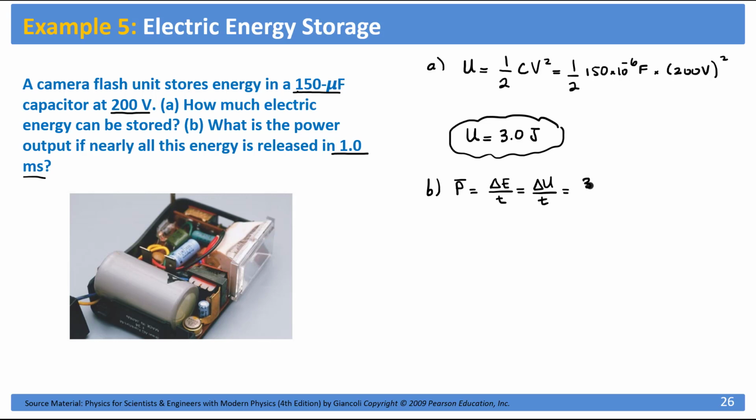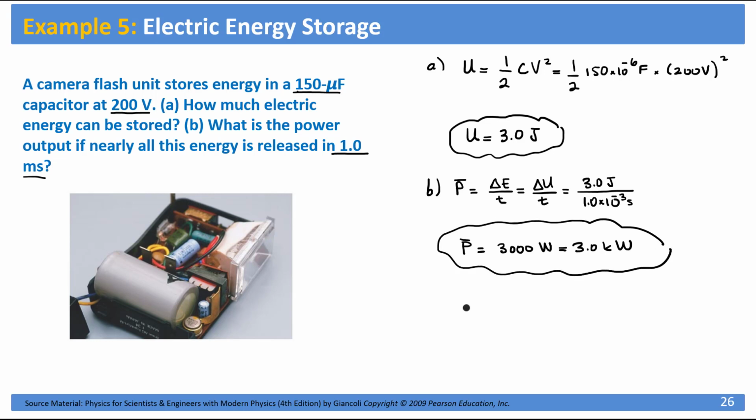So we are going to have 3 joules divided by 1 millisecond, and millisecond is basically 1 times 10 to the minus 3 seconds, and this is going to give us an average power output of 3000 watts or 3 kilowatts.